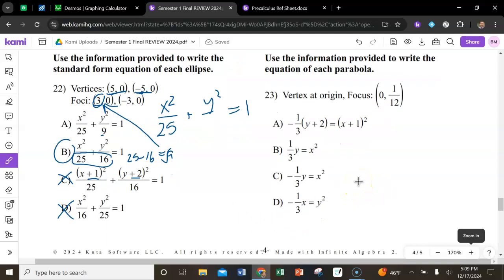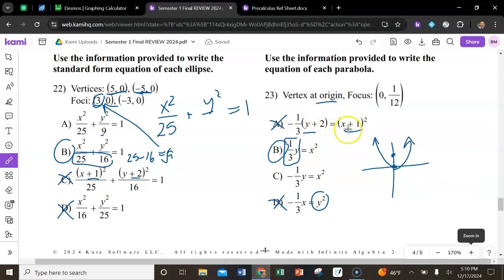On 23, the focus is at 0, 1/12, and the vertex is at the origin. It's a parabola. If the vertex is at the origin, again, there's no transformations. Don't pick that one. Vertex is at the origin. The focus is on the positive y-axis, which means my parabola has to go up. And if the parabola goes up, it's an x squared parabola, not a y squared parabola, so I know that that's wrong. And because it goes up, the value has to be positive, not negative. Negative would mean it goes down. So the answer is B.